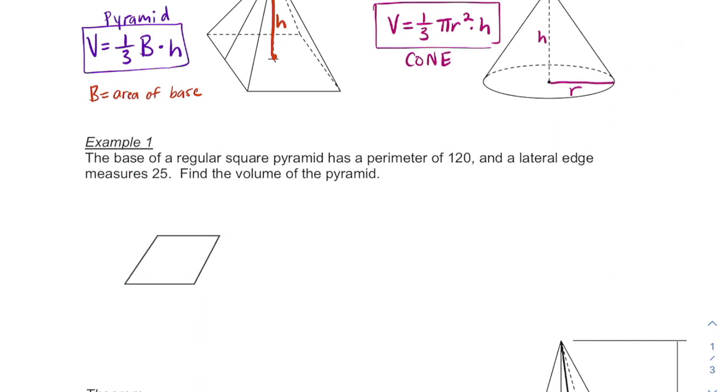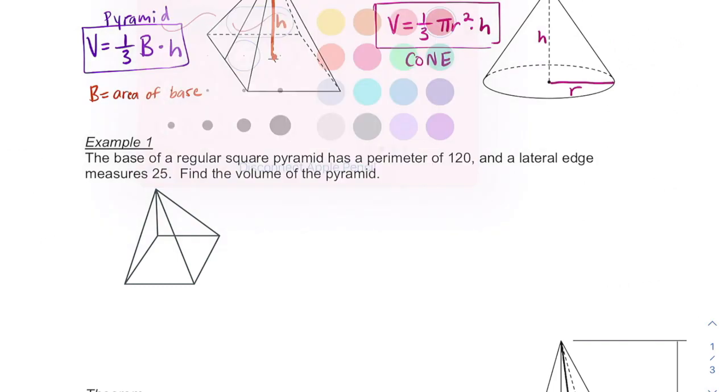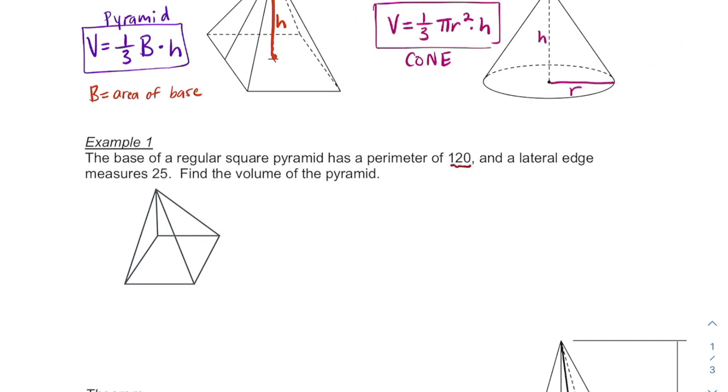And then I usually would go up from there and then connect to that point. All right, important idea here is it is a regular square pyramid, so it means that the base is a square. Perimeter is 120. Now remember, that is not area, so I need to figure out what the length of the side of this square is.